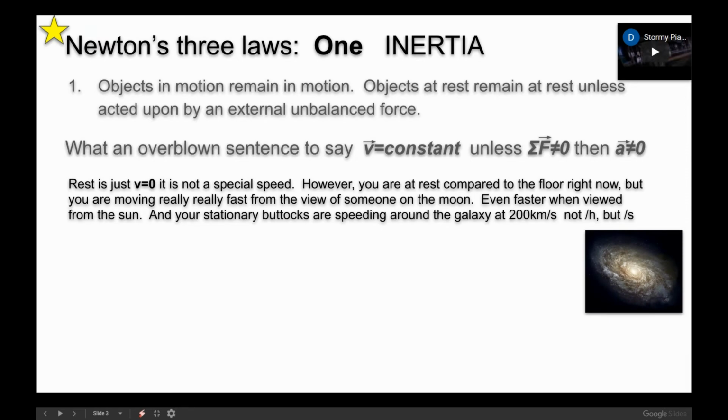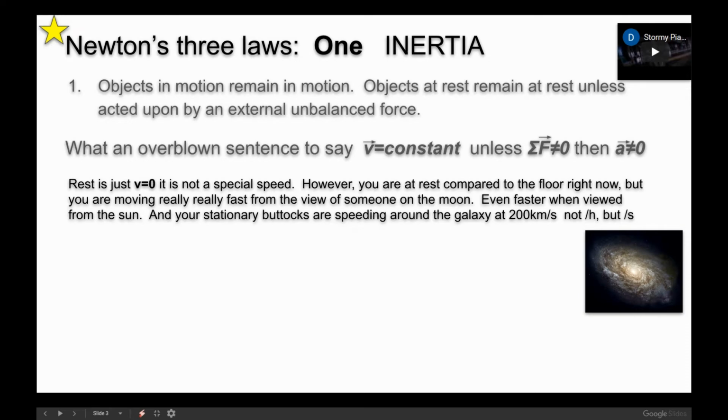Aristotle thought rest was some special state. So to say objects in motion remain in motion and objects at rest remain at rest is restating this misunderstanding going back thousands of years. Velocity equals 0 is not a special speed. You are at rest compared to the floor right now. But you are really moving very, very fast from the view of someone on the moon.